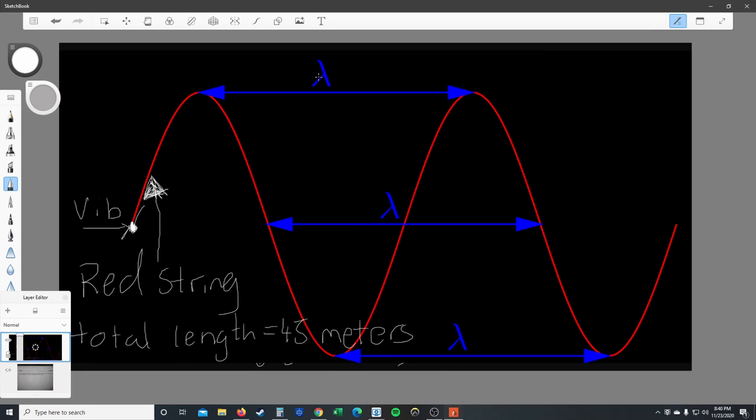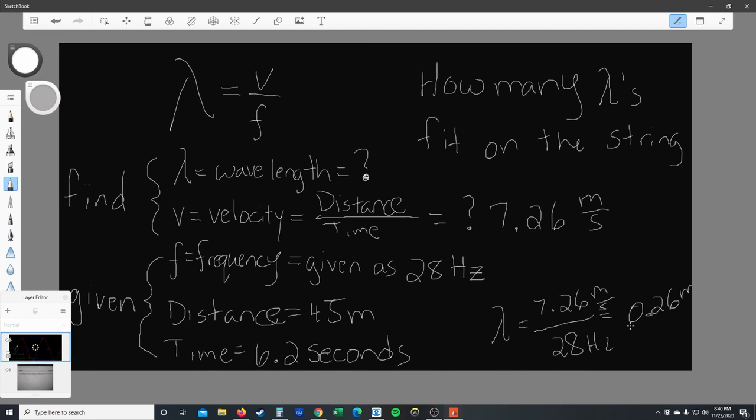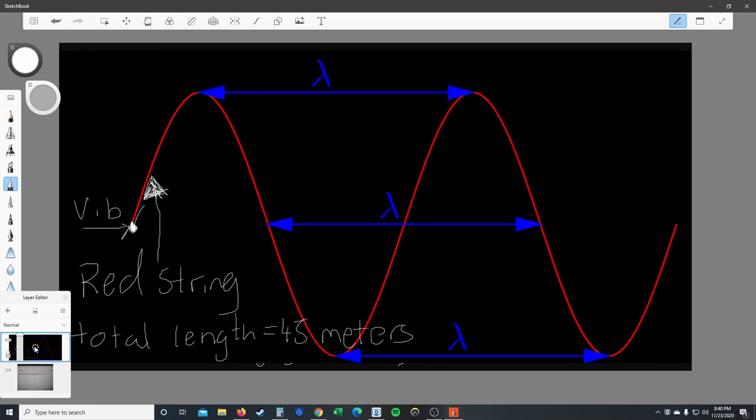So we have this value that we calculated in the previous step, which was 0.26 meters. If we add that here, 0.26 meters, we basically have to figure out how many of these will fit in that 45 meter string.